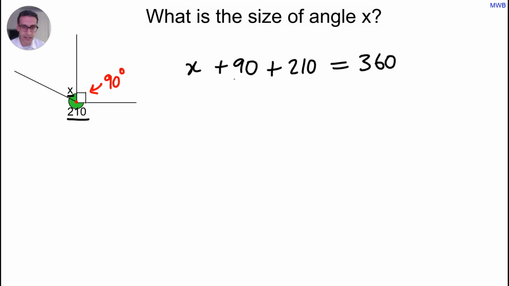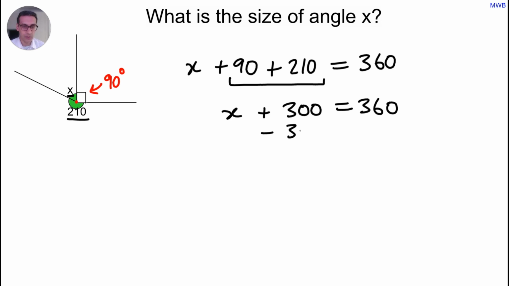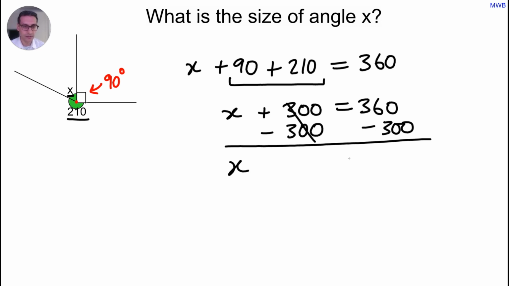So from here we can add these two up. So X plus 300 equals 360. And then we're going to take away 300 from both sides. Draw a line. Now that's a 0 pair, so it cancels out, and X is equal to 60 degrees, and that's your answer. So there's a couple of practice questions coming up.